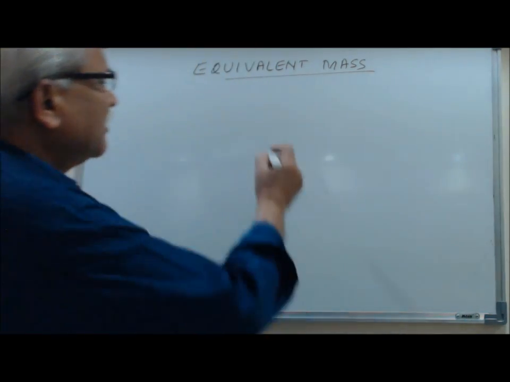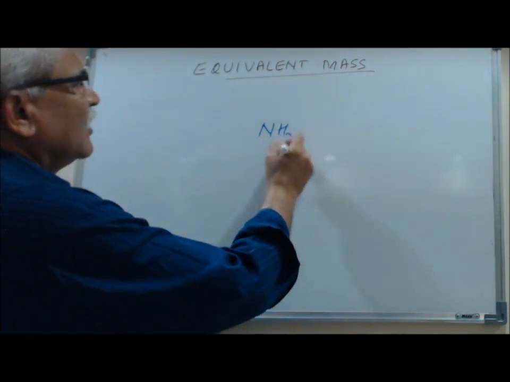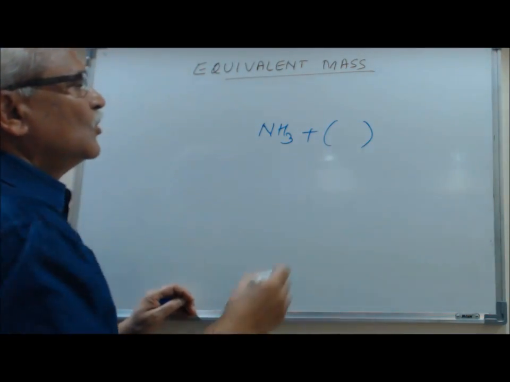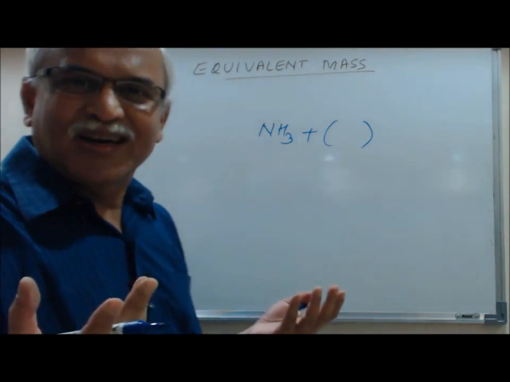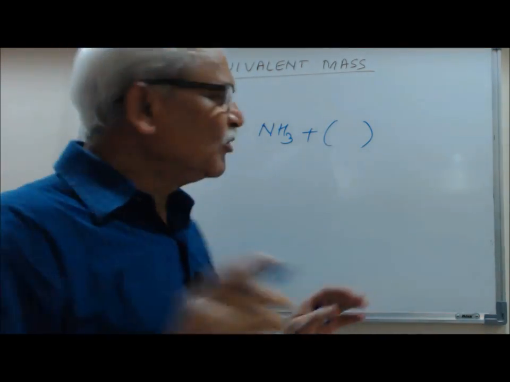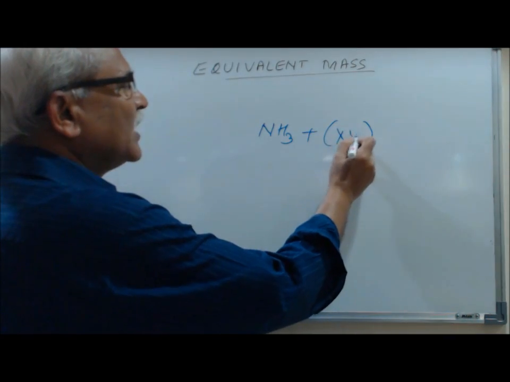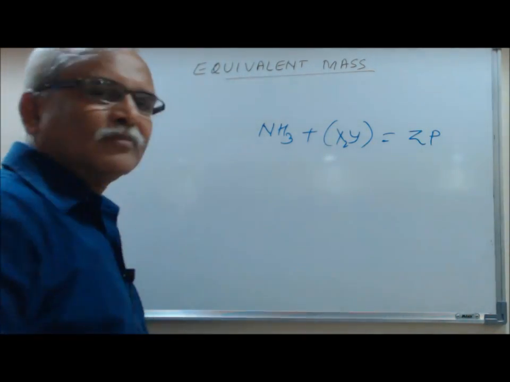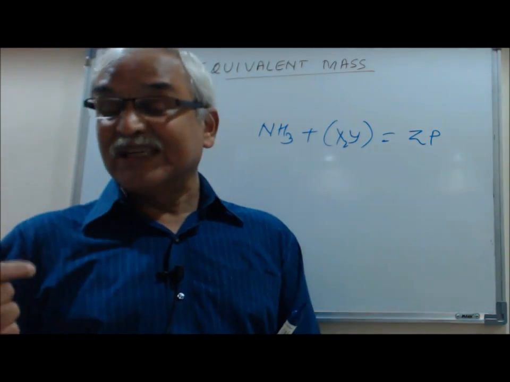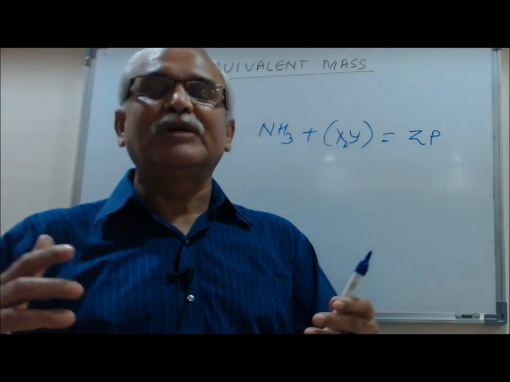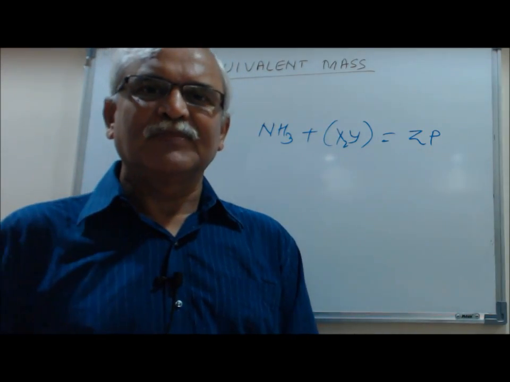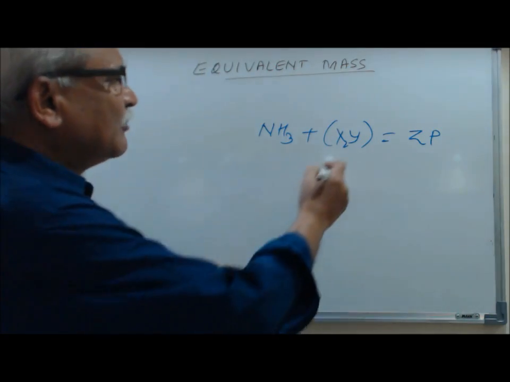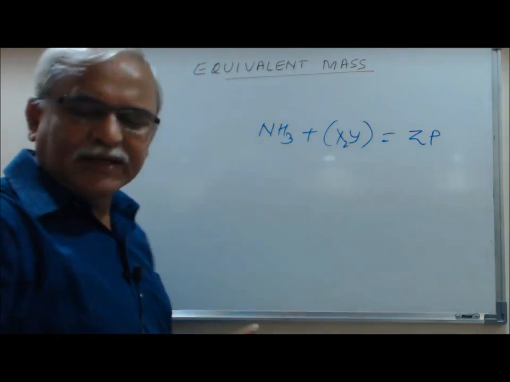I repeat, suppose somebody tells me that ammonia reacts with some unknown molecule whose formula I do not even know. I just need to know that ammonia reacts with some molecule X2Y to give some substance Zp. I do not know what Z and P are so far, nor even the chemical structure of the molecule. I just know that ammonia reacts with this substance, suppose we call it X2Y, to give Zp.